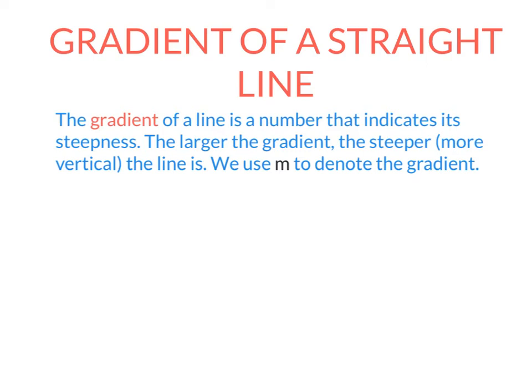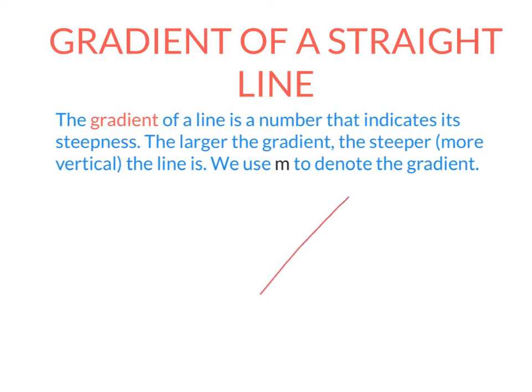Thank you so much for tuning into this video on the gradient of a straight line. The gradient of a line is just a number, and that number indicates how steep the line is. For some reason, I'm not sure why, we use m to denote the gradient. So let's draw a couple of lines and look at them.